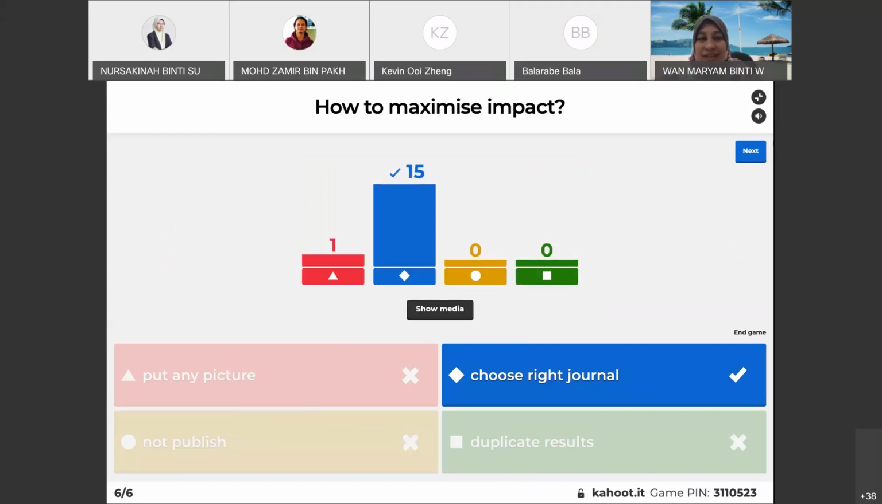Choosing the right journal, exactly. You can't just put any picture. You have to put a relevant picture. You have to put a picture with a good caption as well. So that's all from me.